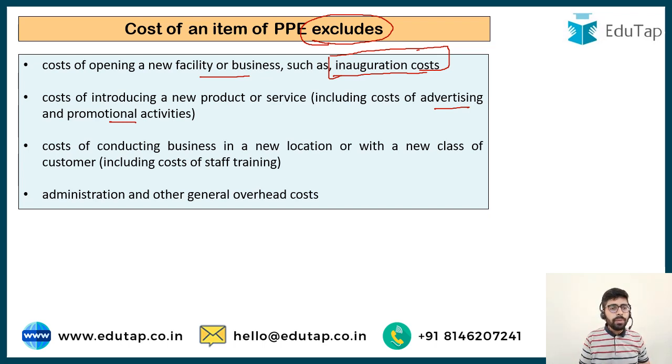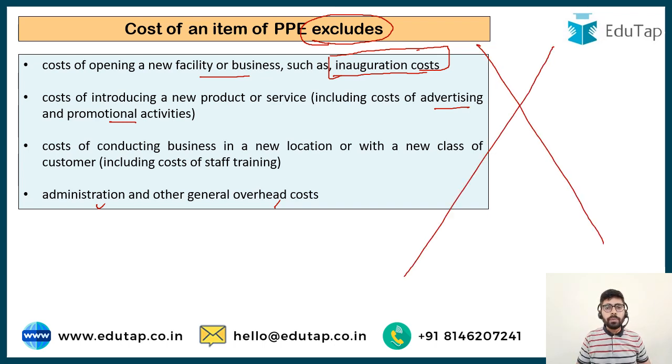And again, the admin and general overhead costs would also never be included in the cost of the machinery. There would be lots and lots of costs spent on the admin part, supervision part, the chowkidar expenses. We are not going to include all these expenses in the cost of the machinery. So they are not to be included. Let me put a big cross here so that you remember, never include these in the cost of the fixed asset or property, plant, equipment.